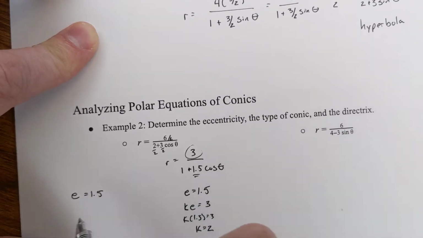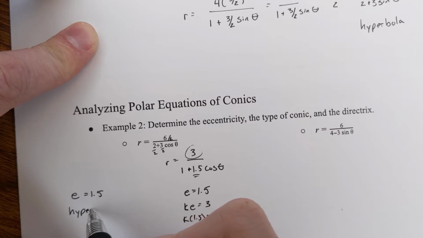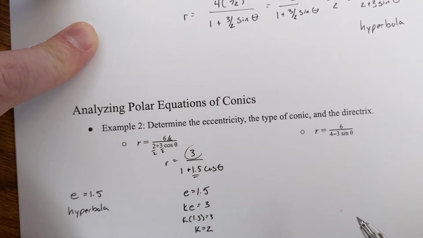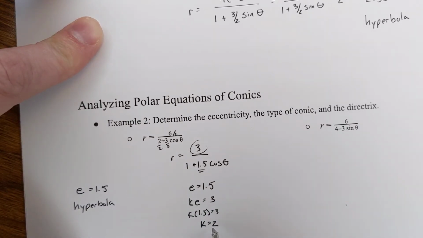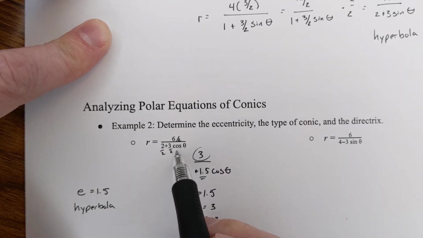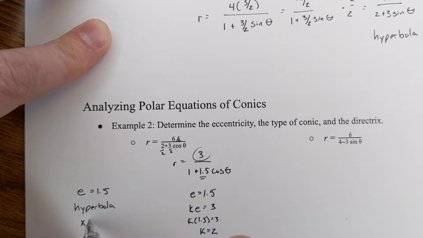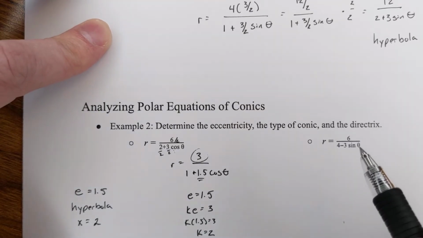So the eccentricity, we already found, is 1.5. The type of conic, that's more than 1, so it's a hyperbola. And the directrix is going to be, since this cosine is going to be x, and since this is plus, it's going to be positive 2.